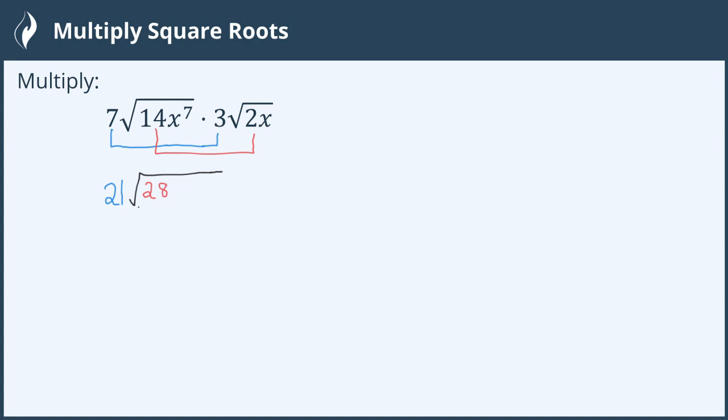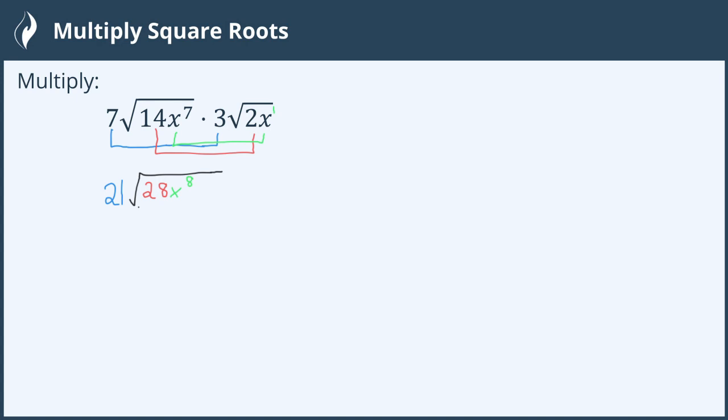Moving on to the variables, x to the 7th power times x. Remember, this x has a little 1 as an exponent we can't see. And when we multiply variables with exponents, we add them. 7 plus 1 is 8.